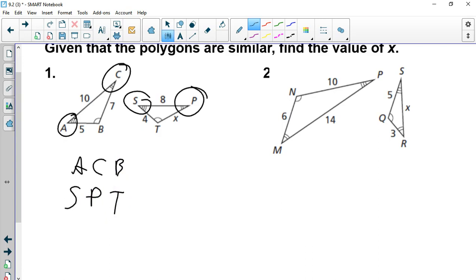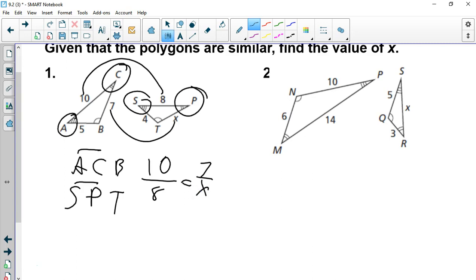Now, we're trying to solve for x. We can use any magic ratio. Notice that AC corresponds to SP. Well, that means 10 and 8 correspond to each other. So 10 corresponds to 8. I have this big triangle on top. So I'm trying to find x. So that's 7 over x. And I just cross multiply and divide. 7 times 8. Divide by 10. So x is 5.6.